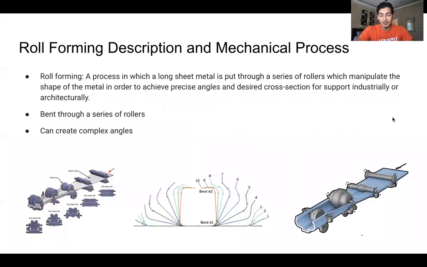Next up, we have the roll forming process, which is a process in which we put a long sheet of metal through a series of rollers that will manipulate the shape of the metal in order to achieve any type of angles or any type of desired cross section that we want to get some support architecturally. So the sheet metal is sent through rollers, and from this we're able to create some complex angles. Next up, we have Carlos Cantu presenting the examples of roll forming.